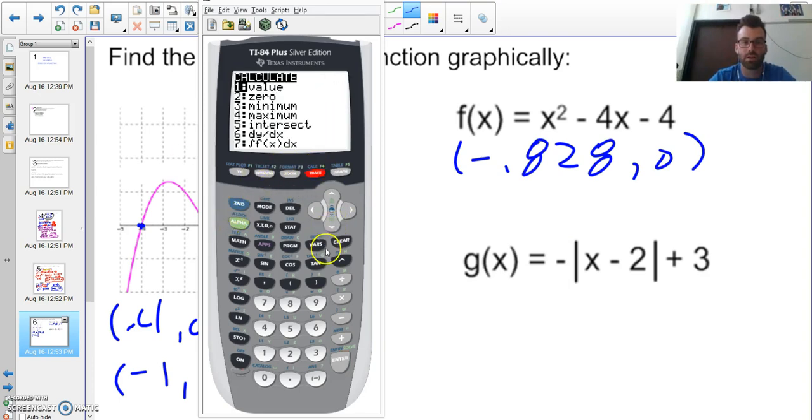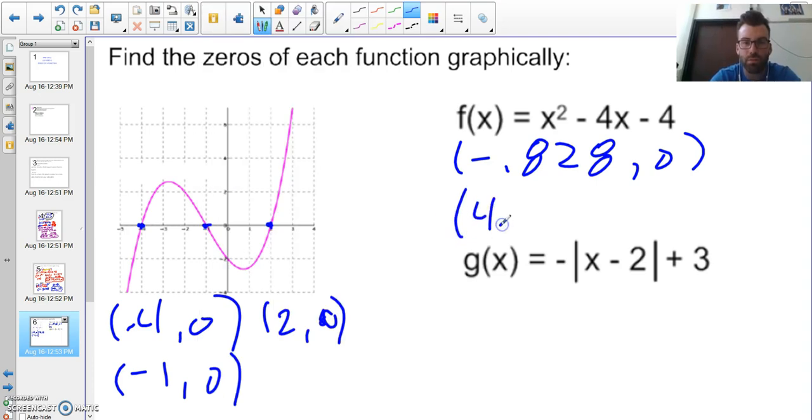Okay, let's do that again to find this 0. Second, trace, 2, left bound. So here's my number over here. All right, so my left bound, I'm going to go 1, 2, 3, 4. I'll go 4, enter. My right bound, I'll go 7, enter. Guess a number in between these two, I'll guess 5, enter. I was actually pretty close with 5. My 0 was 4.828, comma 0.